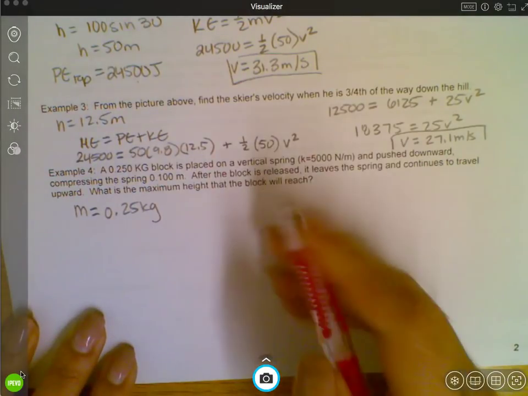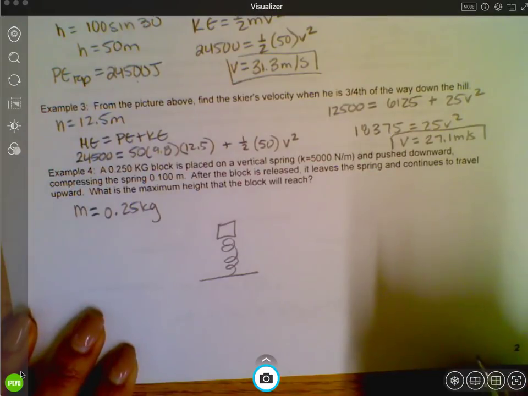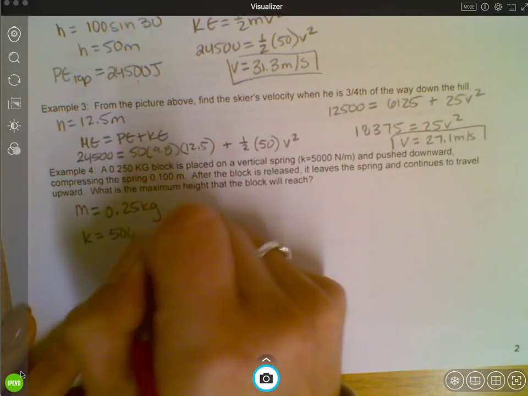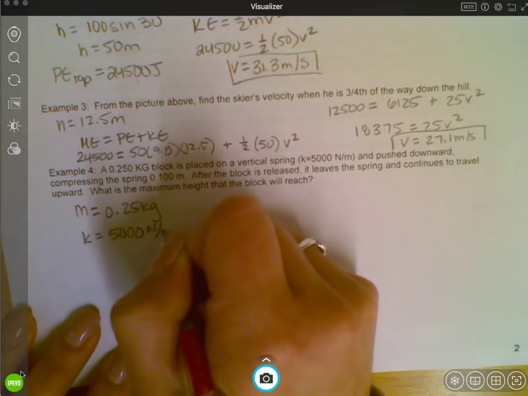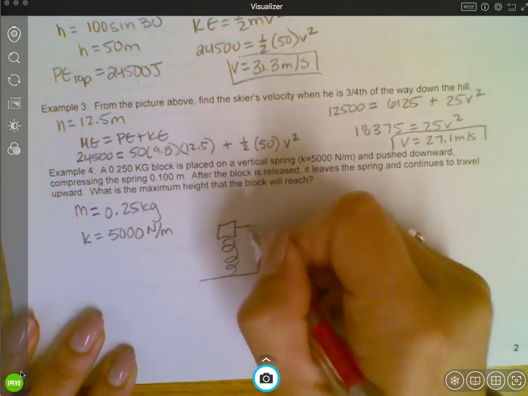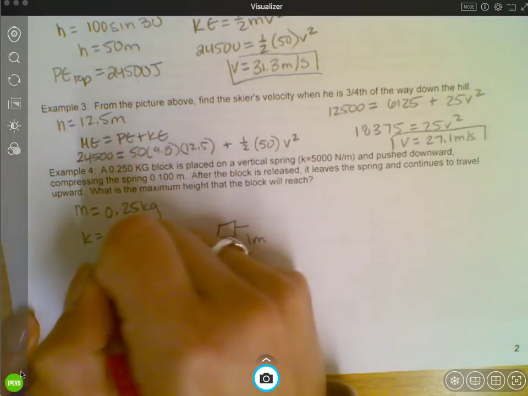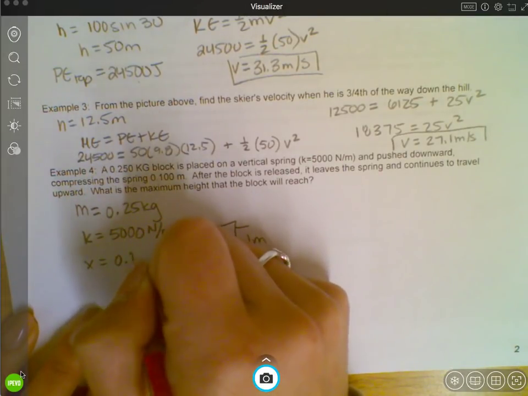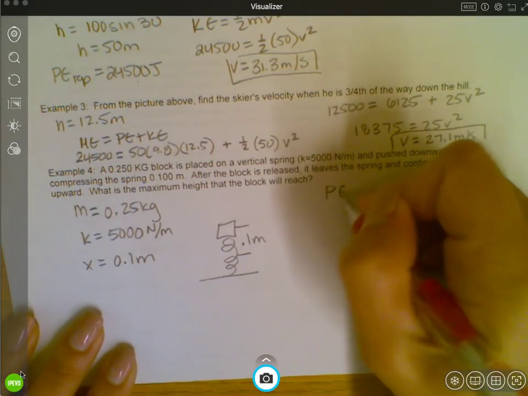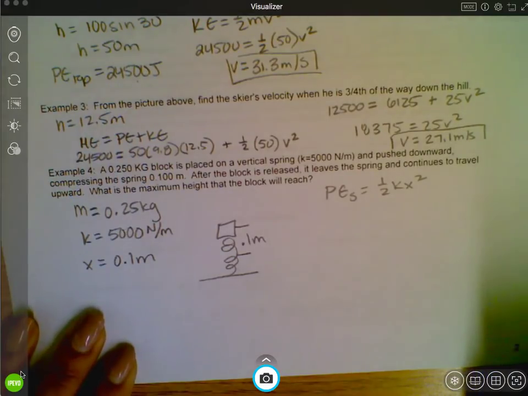It's placed on a vertical spring. So we have a spring like this, and we have a box placed on top of it, where the spring constant is 5,000 newtons per meter, and it's pushed downward or compressed 0.1 meters. So the x is the 0.1 meters. Remember, the equation for spring potential energy is 1/2 kx squared.